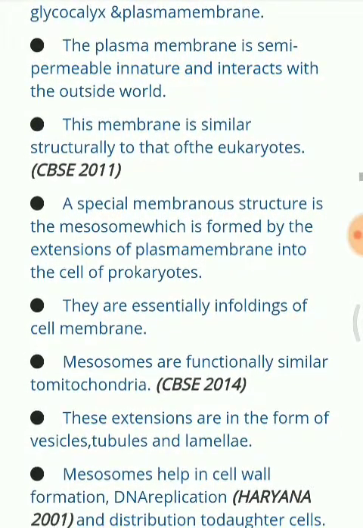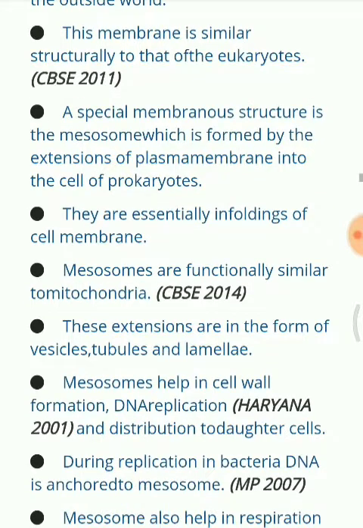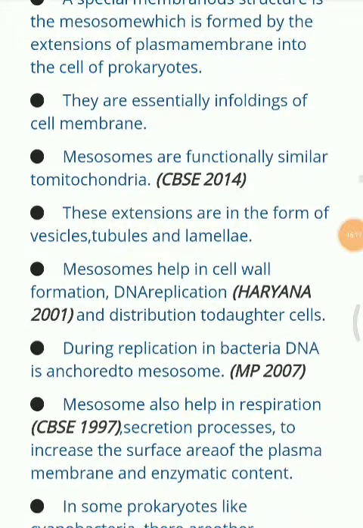A special membranous structure is the mesosome, which is formed by the extension of the plasma membrane into the cell of the prokaryotes. They are essentially infoldings of the cell membrane. Mesosomes are functionally similar to mitochondria. These extensions are in the form of vesicles, tubules, and lamellae. Mesosomes help in cell wall formation, DNA replication, and distribution to daughter cells.